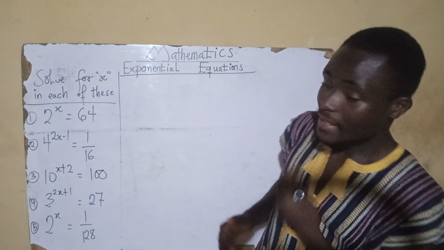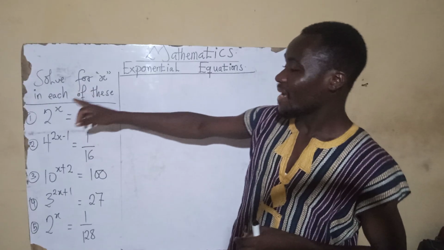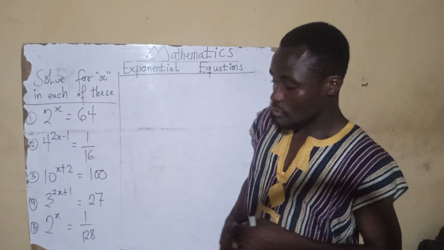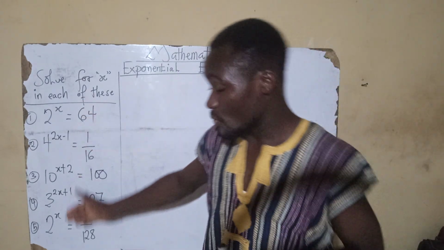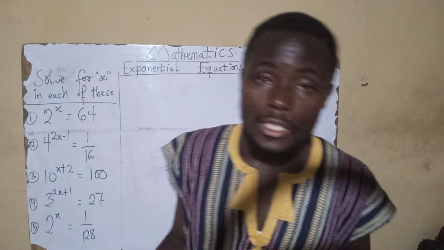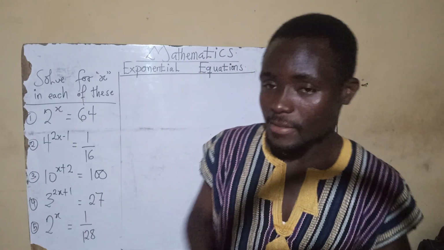Now, I have question one. It says that we should solve for x in each of the equations that we have here. So we should solve for the value of x in each of the equations. For question number one, we will dive into it step by step. Let's start by solving question number one.